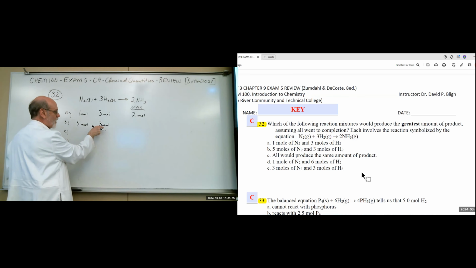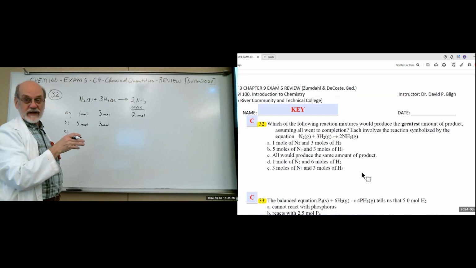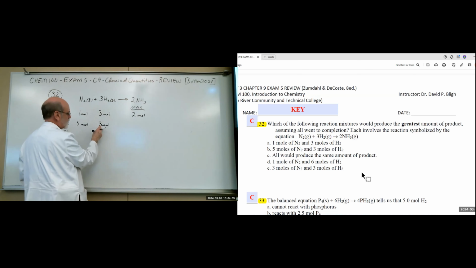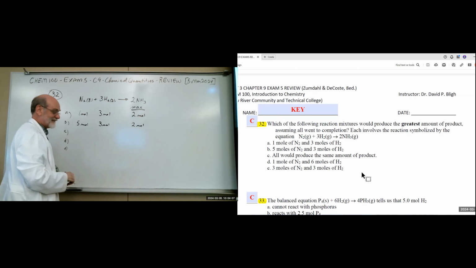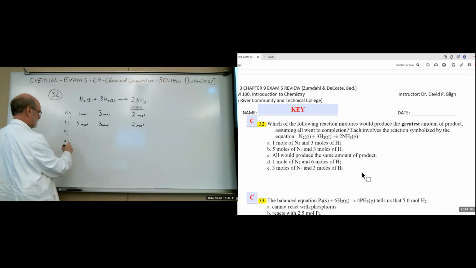That amount needs 1 mole of nitrogen, but we got 5. So we got more than we need. We only need 1 of those. So 1 of these and 3 of those makes 2 of these. All right? How about C? All would produce the same amount.